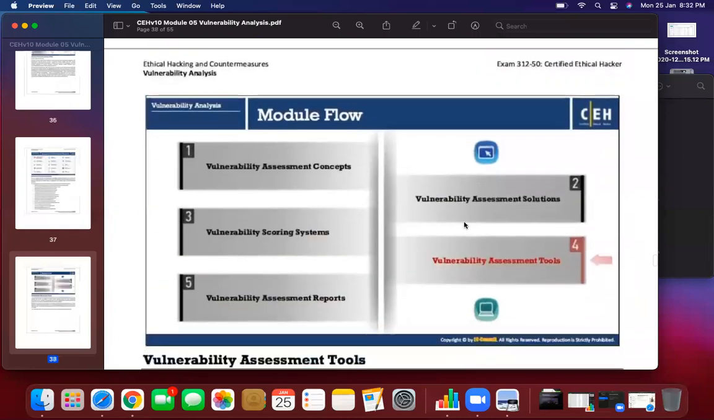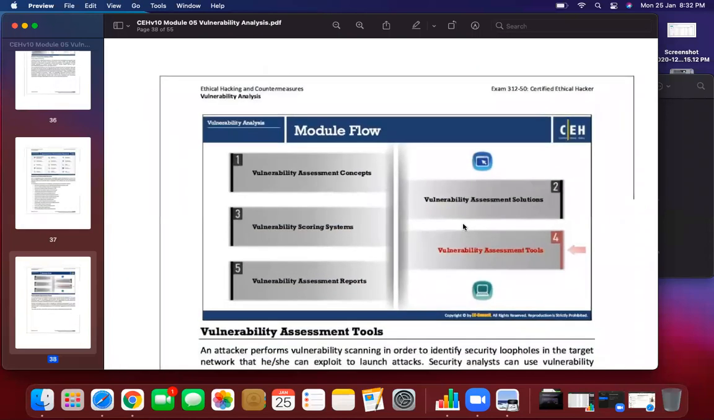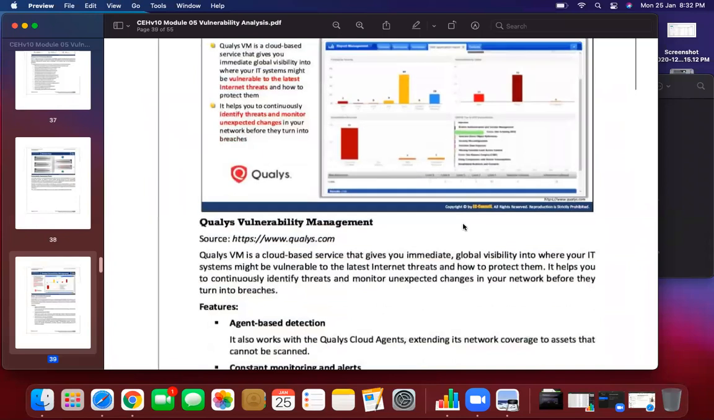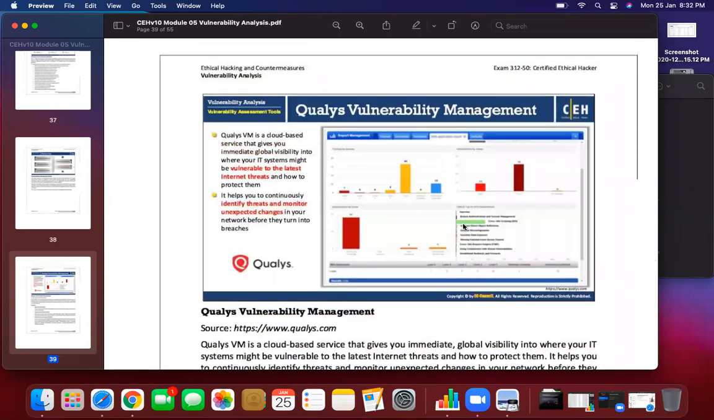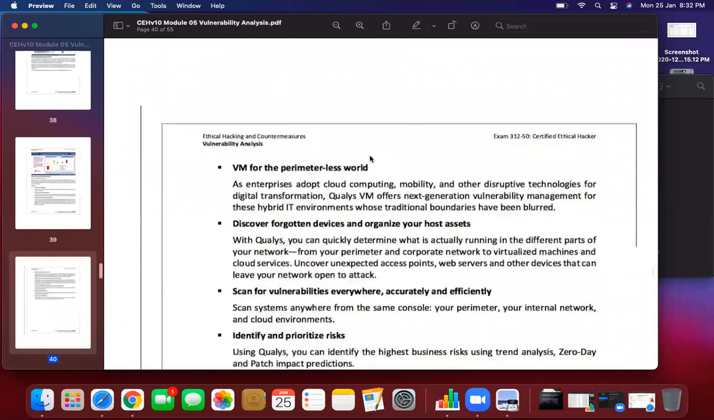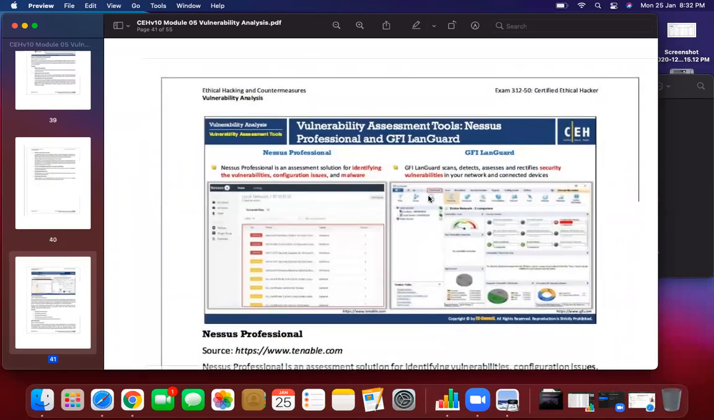Proceeding further, let us discuss some tools available in the market for doing vulnerability assessment. Qualys vulnerability management is a tool used for doing vulnerability assessment in an organization's network. We will not be using this tool because it is used only for networks and servers. Then we have Nessus Professional and GFI LanGuard. We will be having the practical of Nessus Professional.